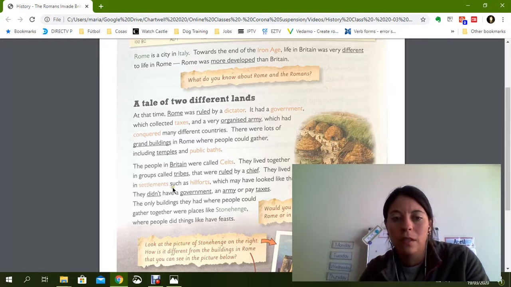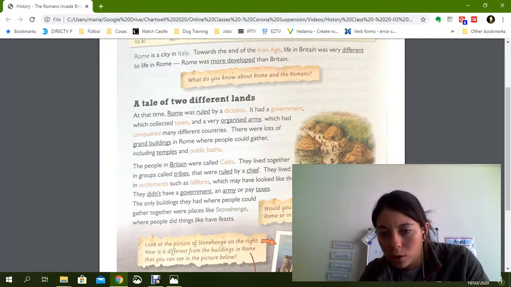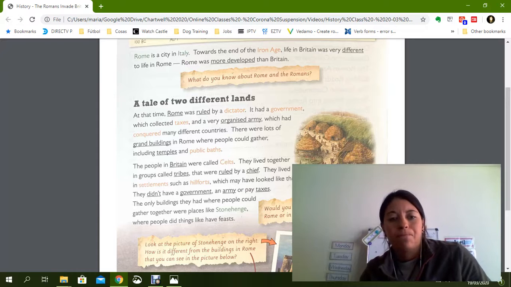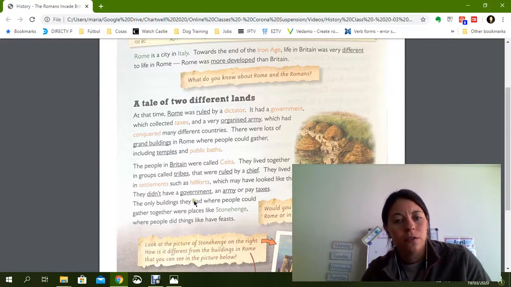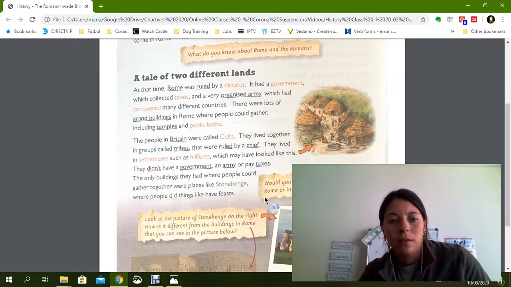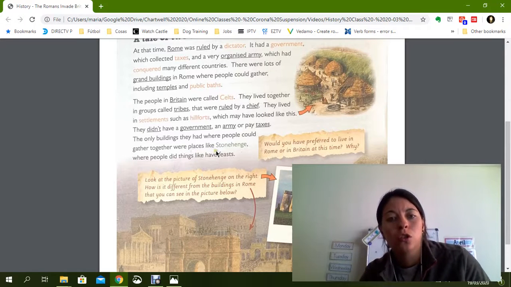Now, these settlements that I just showed you were called hill forts. And they sort of look like this. If you look back at the drawing, you can see sort of the same similar thing. There's a ladder going up to the roof. Okay. Now, they didn't have a government. They didn't have an army, and they did not pay taxes. The only buildings that they had where people could gather were places like Stonehenge.